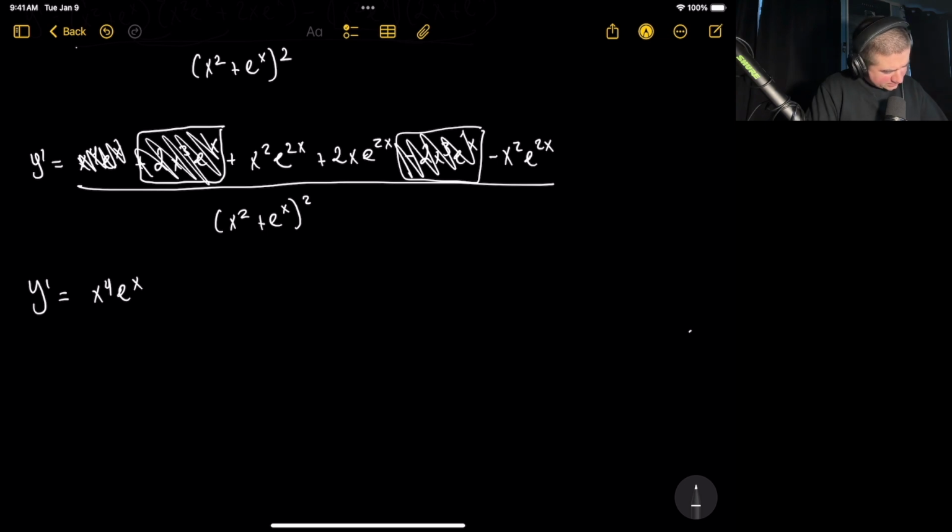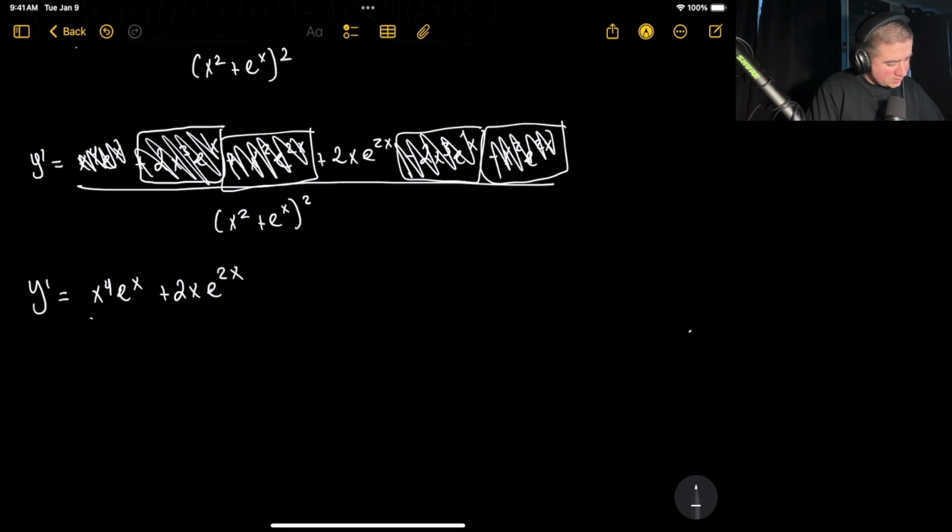Do we have another x squared? We do. Same term over here. One of them is negative, so these can go ahead and cross out. It's going to be 0. And we are left with plus 2x times e to the power of 2x over x squared plus e to the power of x, squared. And here we have y prime.